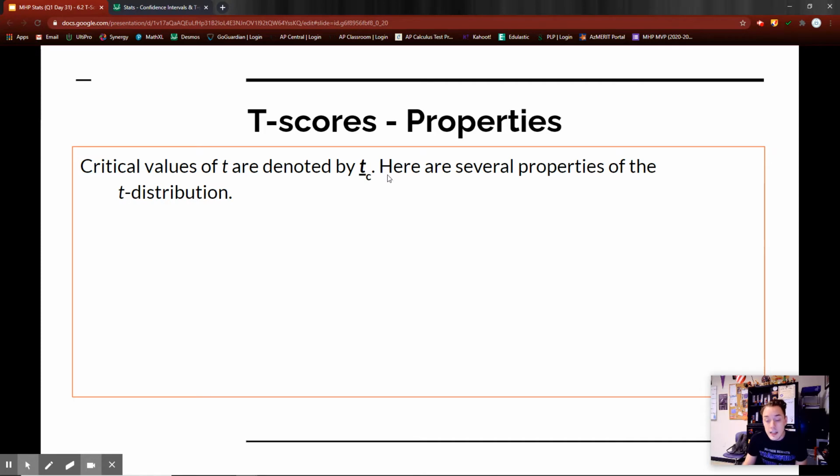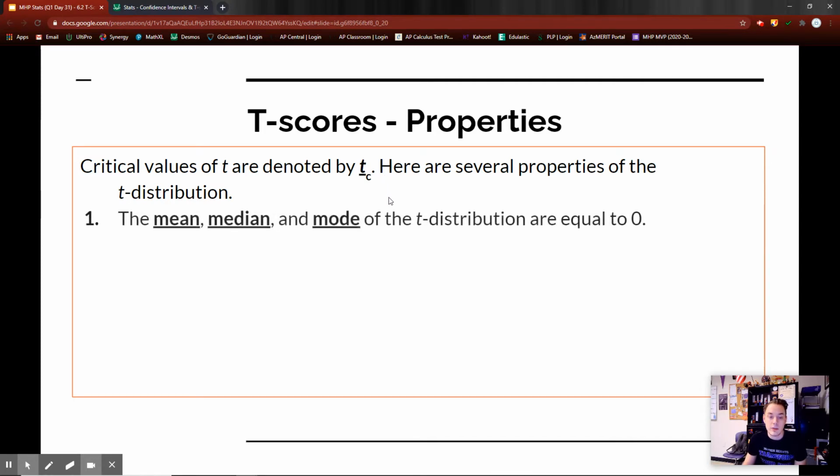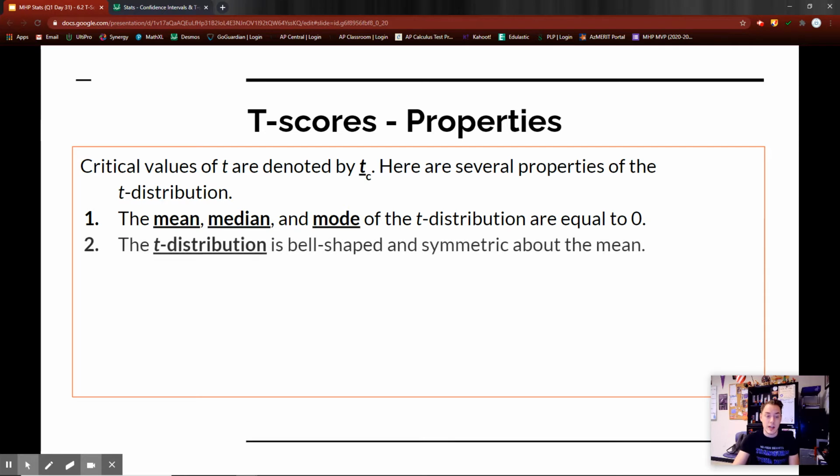Here are a few properties of the t-distribution. Number one, the mean, the mode, and the median are all the same and they are equal to 0, just like on a standardized z-score distribution, or a z-distribution. So the t-distribution is also bell-shaped and symmetrical about the mean. The total area, of course, is equal to 1.